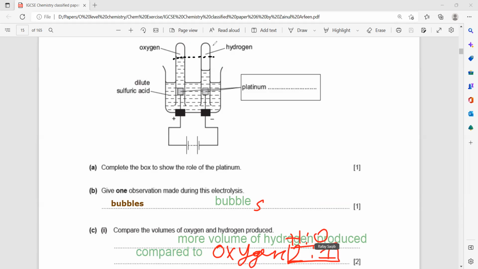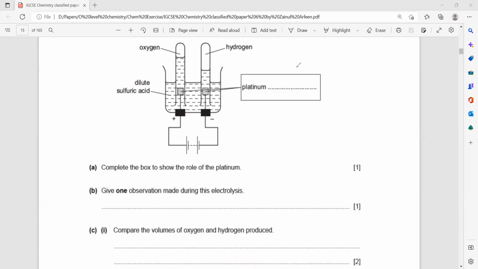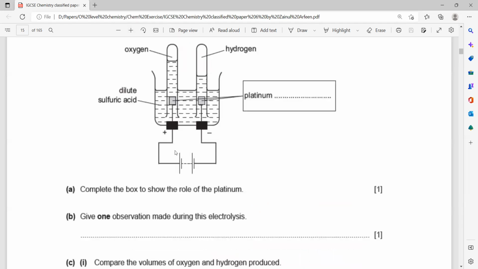You can mention it. So how do you score 2 marks? 1 mark is for mentioning hydrogen more than oxygen. 1 mark is for the ratio. Whenever a comparison is there, you should always try to write a ratio between the quantities, like whether it's half, double, triple.